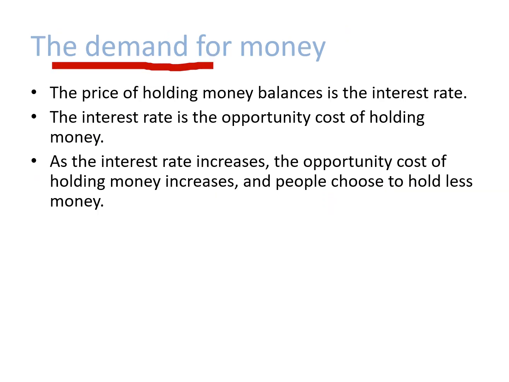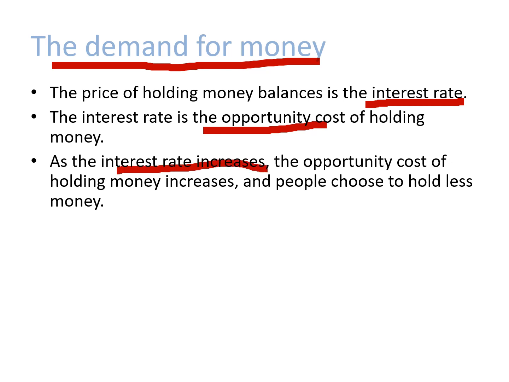The demand for money. The price of holding money balances is the interest rate. The interest rate is the opportunity cost of holding money. So as the interest rate increases, the opportunity cost of holding money increases and people choose to hold less money. Basically, the demand for money refers to how much assets individuals wish to hold in the form of money. The opportunity cost, as I said earlier, is the cost that could be realized if the money were invested instead of held.